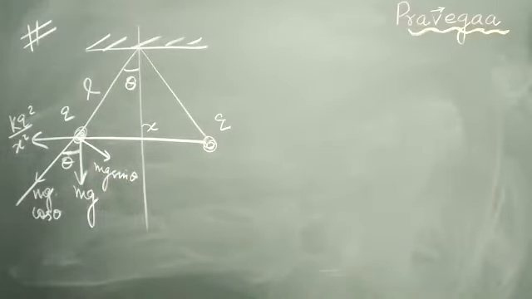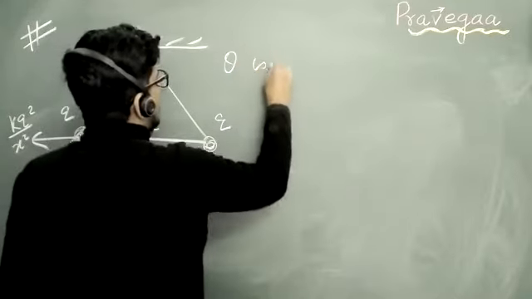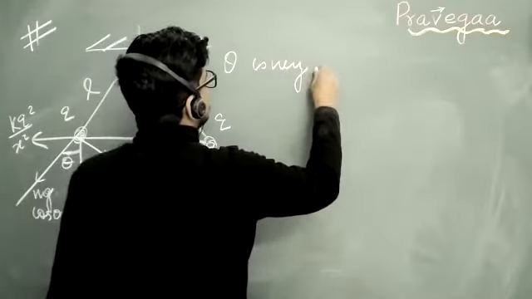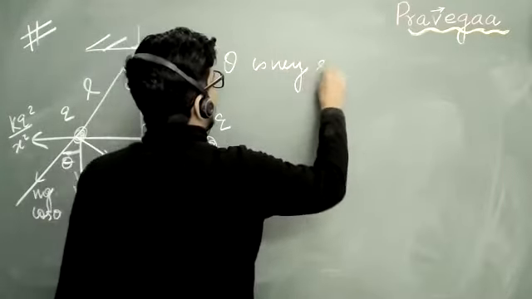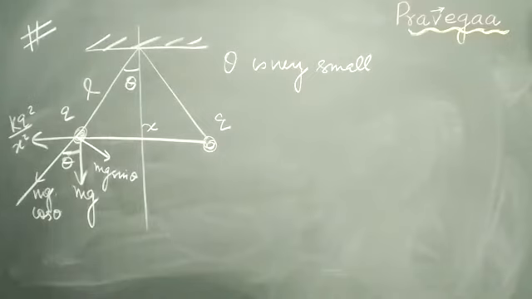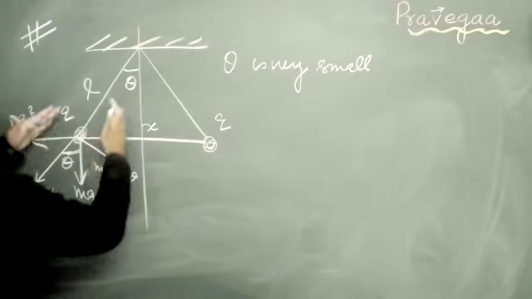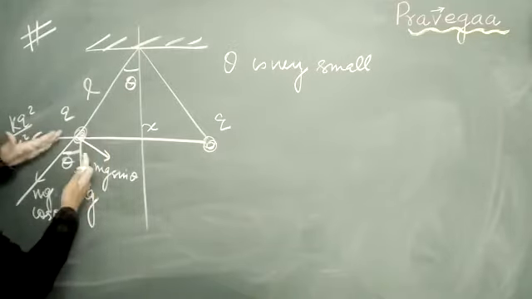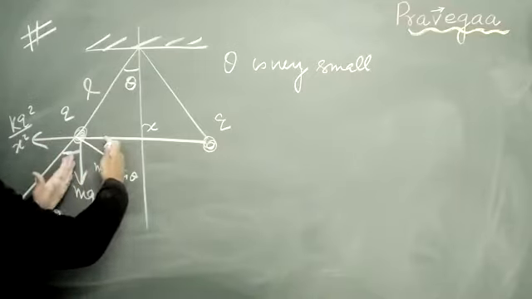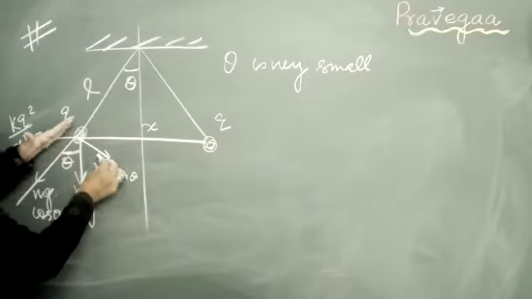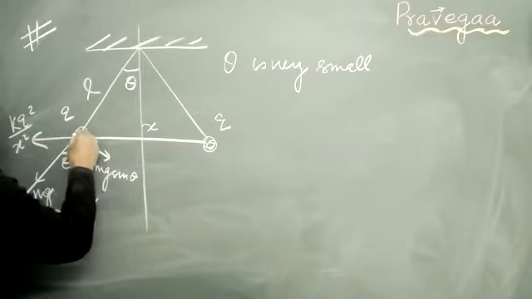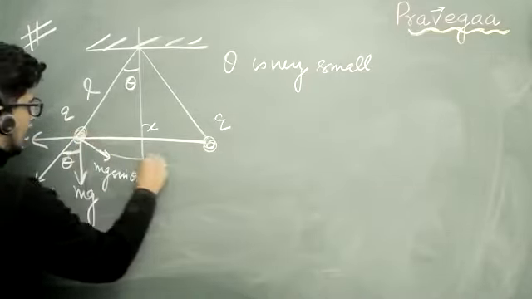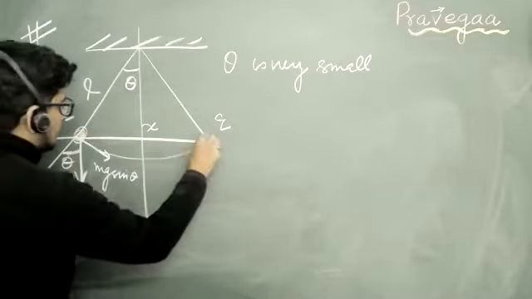So if this theta is very small, then only I can make calculations. Otherwise, I will have to go to non-linear dynamics, which is very, very difficult, at least for this level. So I will be taking theta very small. If theta is very small, this will tend toward this, and this will be tending towards this. So I hope you can imagine that simple pendulum kind of situation, that mg sine theta will become a restoring force, right?